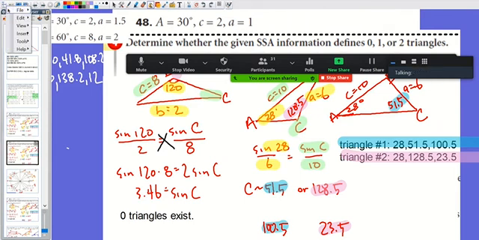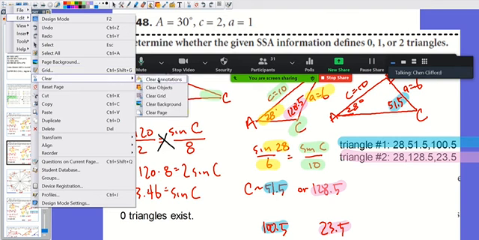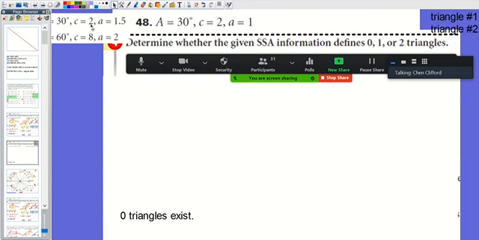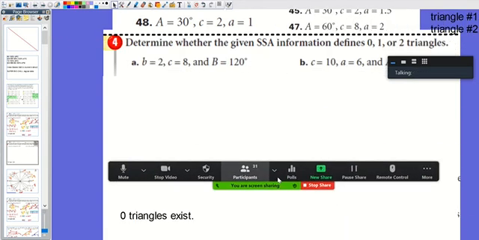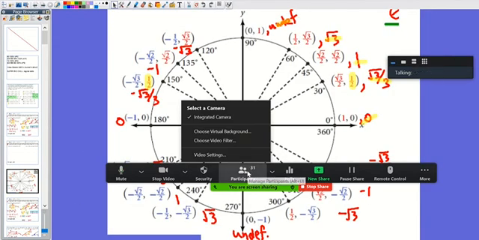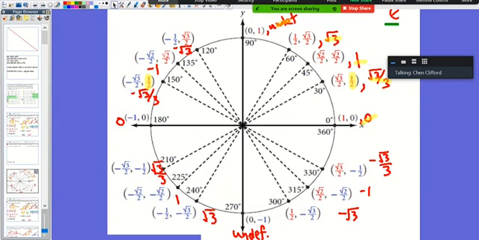So let me clear this, and let's look right here. So let's do a little bit of a warm up here. Okay. Let's look at this screen here that you see. Okay.